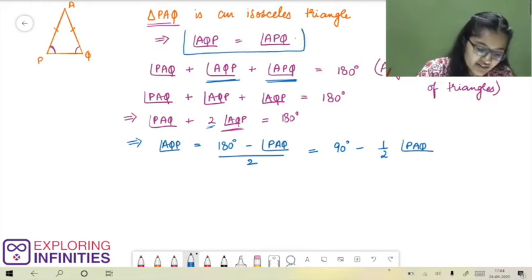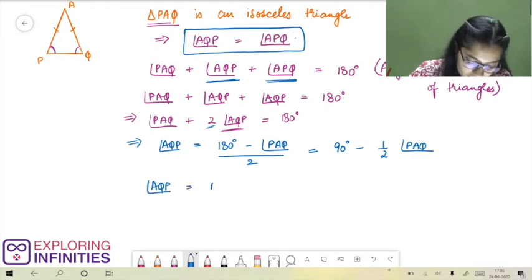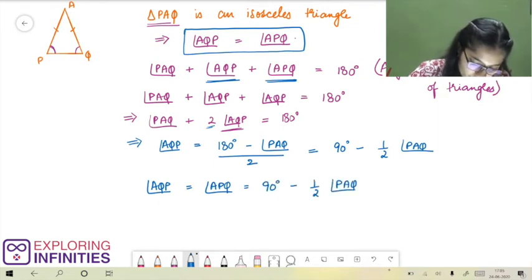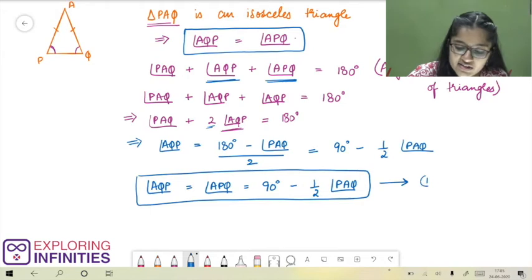Here we have seen that angle AQP is equal to angle APQ. So we can write this final equation as angle AQP is equal to angle APQ is equal to 90 degrees minus half of angle PAQ. Let us call this equation 1.